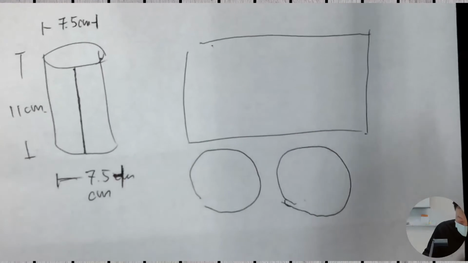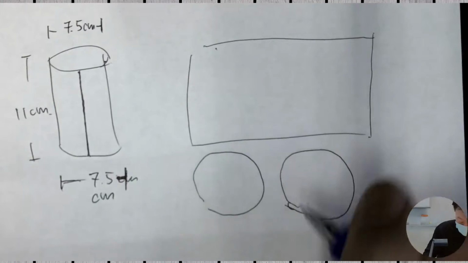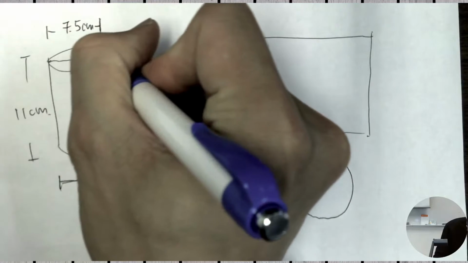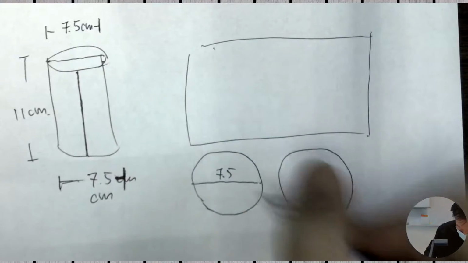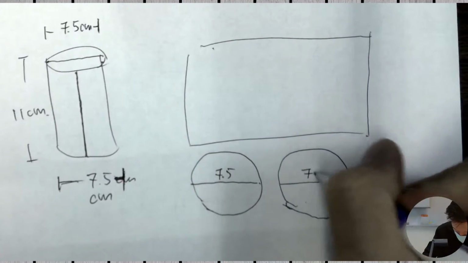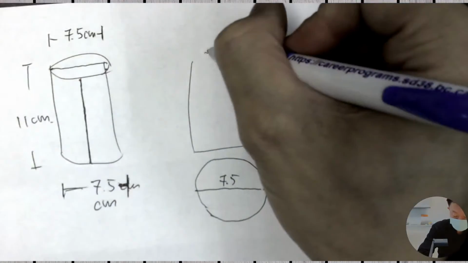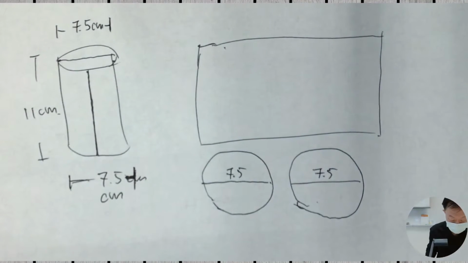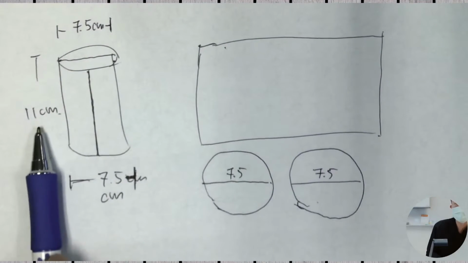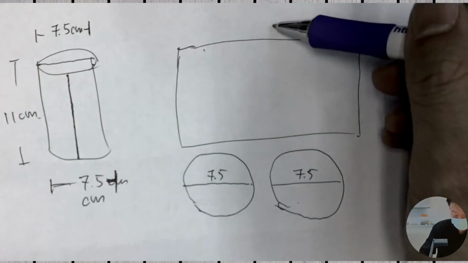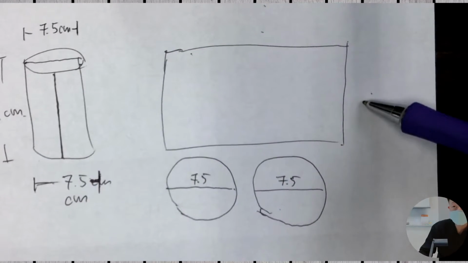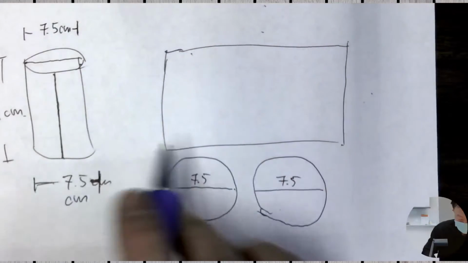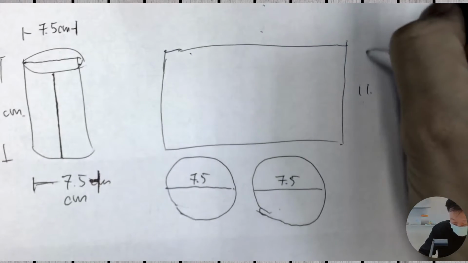What are the measurements of these 2 circles? So this 7.5 is going to be the diameter, 7.5 centimeters. All right. And where do I put 11? James, do I put 11 over here or over here? The top or the right? The right? Okay, because I unfold it this way, right? So that's going to be 11.